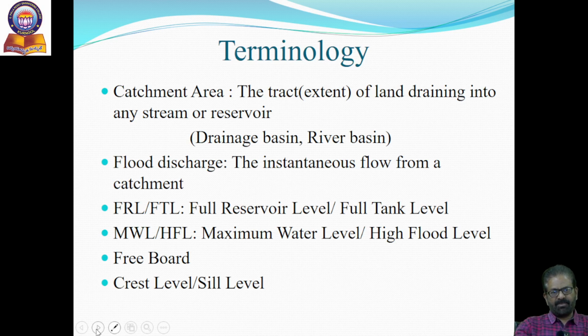Another technical term is crest level or sill level. It may be defined like this. Crest means the level above which water is flowing. Similarly, sill, S-I-L-L, gives a similar meaning. Sill level means the level above which water is flowing. Especially in case of dams, reservoirs, tanks, sluices, weirs, barrages, we use this word. It is one of the most important hydraulic features, crest level. This is also an RL, reduced level, that means with respect to mean sea level, we have to represent crest level and sill level.